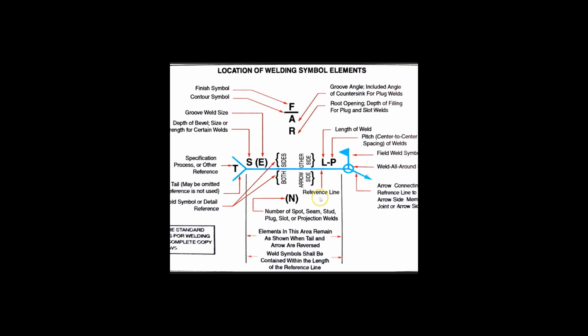Now if you don't see any number to the right of the weld symbol, then that means that your weld is to be full length. That is the entire length of the joint that you're welding on according to the blueprint.